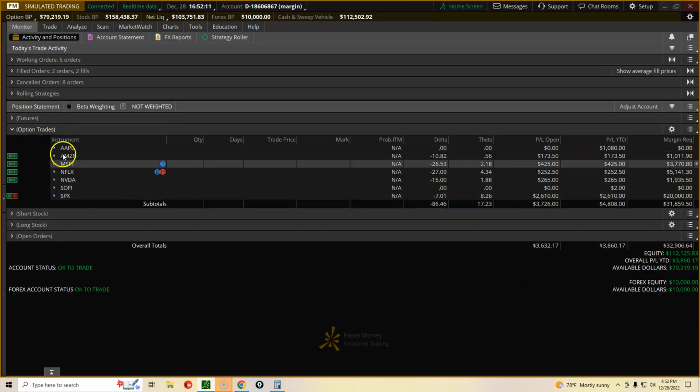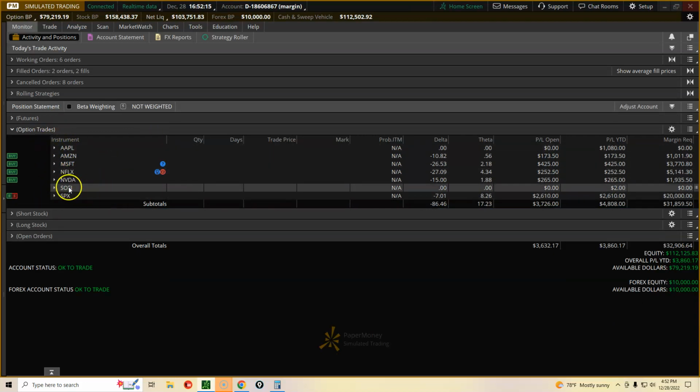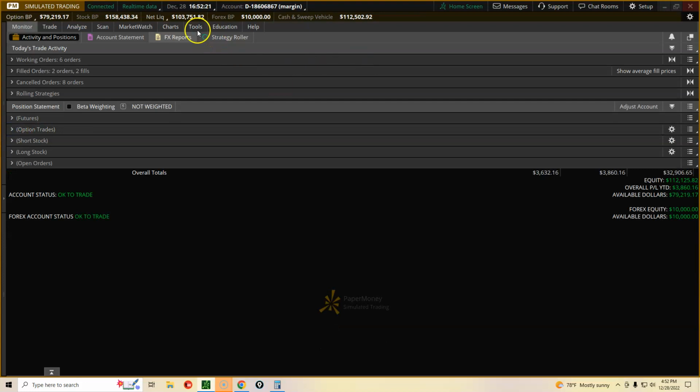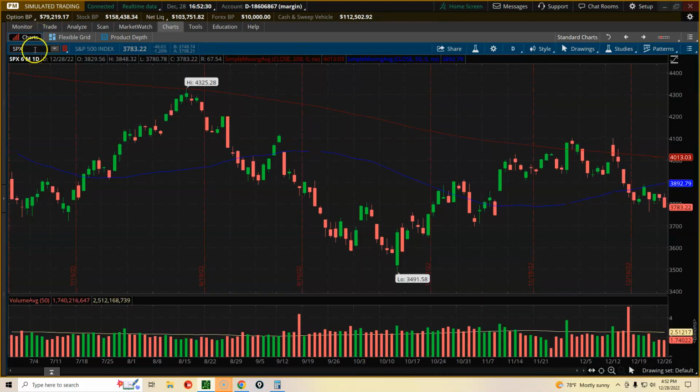All right, so those have somewhat a bit of management on them. That's closed out. That's closed out. We're looking to close those out at the moment because the market, everything's kind of going down. Let's take a quick look at the VIX.